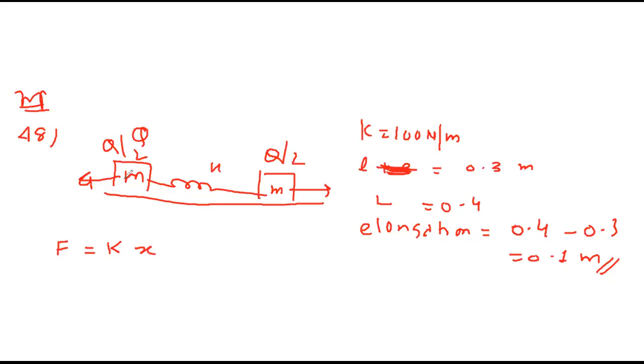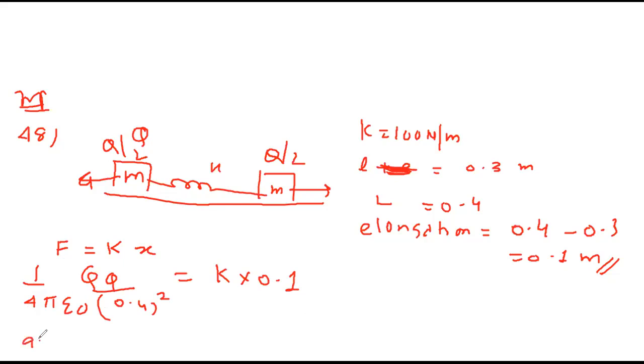Who is creating this force? The electrostatic force between them. So it is 1 upon 4 pi epsilon naught QQ upon stretched length 0.4 square at equilibrium equals K into elongation 0.1. Have you followed this formula first? Yes, sir. Now tell me, what is 1 upon 4 pi epsilon? 9 into 10 raised to 9 into Q square, upon 0.4 squared, which means 16 into 10 raised to minus 2. K is 10 raised to 2 into 10 raised to minus 1.